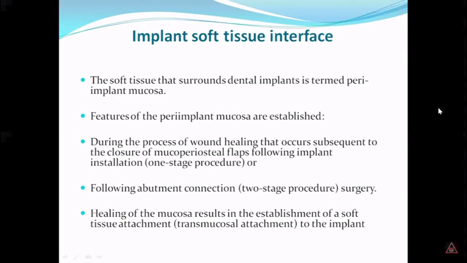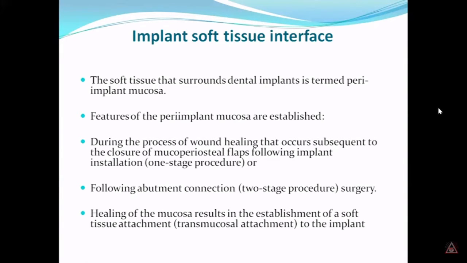And when do you get the features of peri-implant mucosa? During the process of wound healing. After you place the implant, there will be healing, okay, and you close the flap. So closure of the mucoperiosteal flap following implant installation in one stage. There is something called one stage implant and two stage implant procedure.